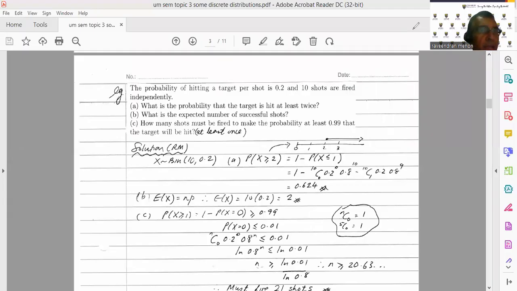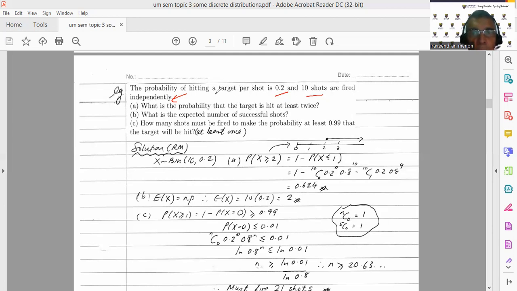Now let's look at a few examples. First one, the probability of hitting a target per shot is 0.2. So the probability of hitting the target per shot is 0.2 and 10 shots are fired independently. So you know you're dealing with the binomial distribution because we've got 10 shots, in other words, 10 trials, and the probability of hitting the target on any trial is 0.2. So the probability of success is 0.2.